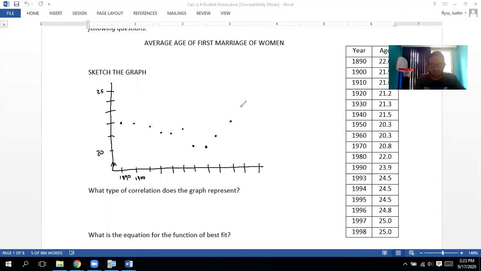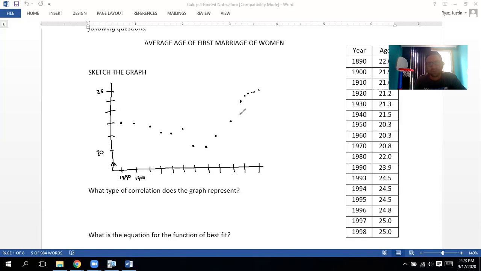1990, we get the strong, independent American working mother. All right, then 21 and a half. Okay. So we have a graph that kind of goes like this. All right, what type of correlation does this graph represent?